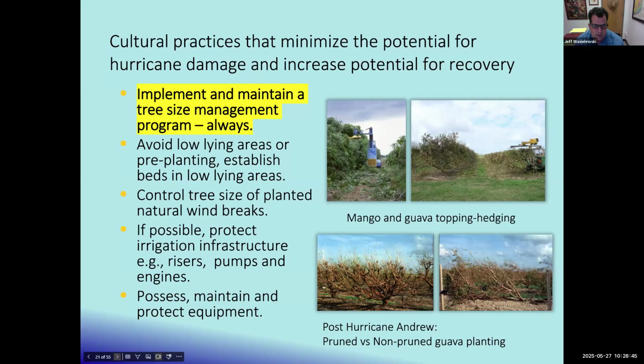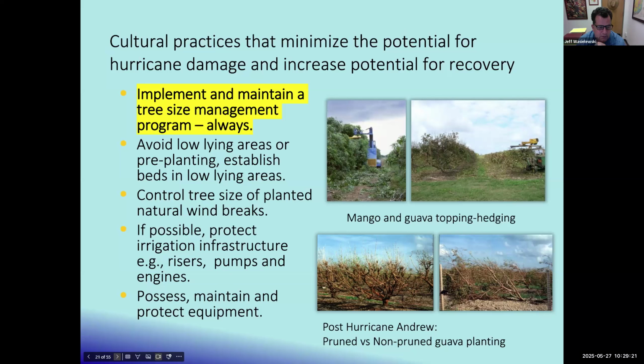There's many reasons why you would prune your tree, but in this case, we're talking about for hurricanes. You're going to get less wind resistance. You're going to get a better chance that those trees aren't going to go down. You can also avoid low-lying areas so you don't get flooded. Again, control tree size of planted natural windbreaks. So you want your windbreaks to stop the wind from getting into your grove, but you don't want them so big that they're just going to topple over into your grove.